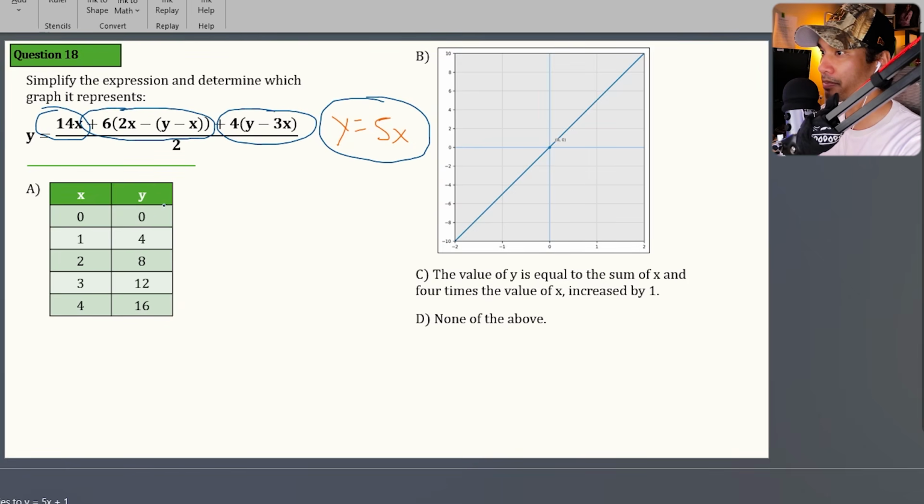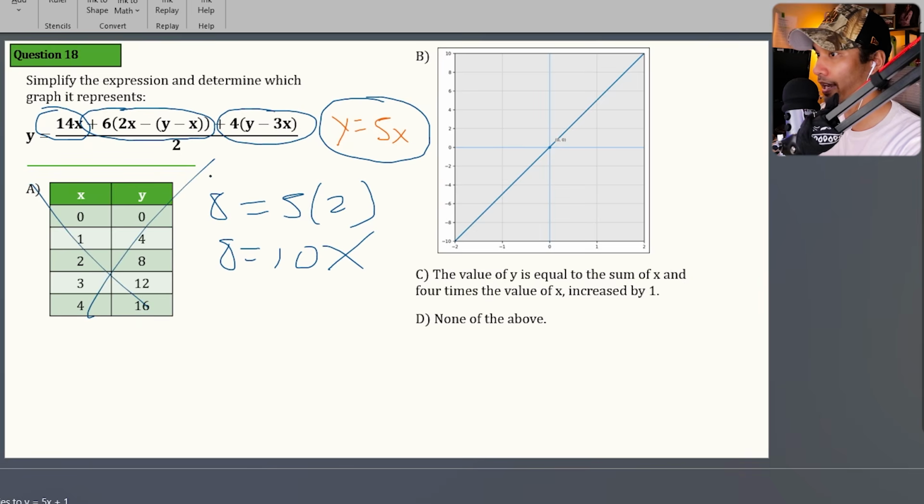So let's just plug in a number here. So let me go 8 equals 5, 2. That's 8 equals 10. And that does not equal 10. So no. So we get rid of A.